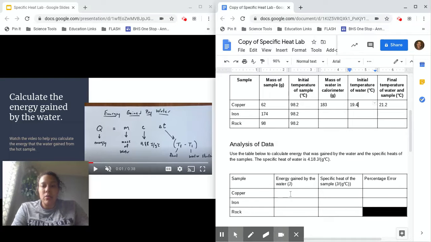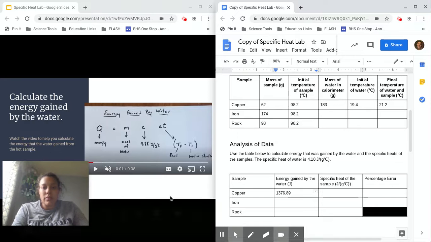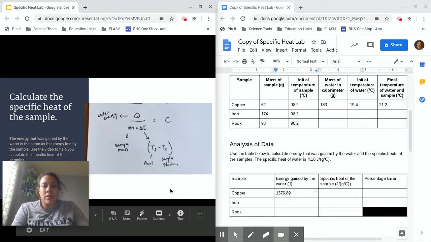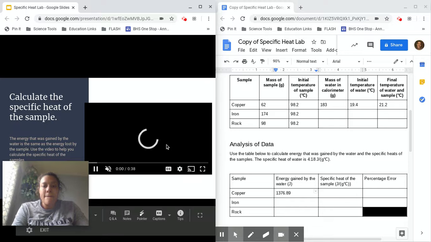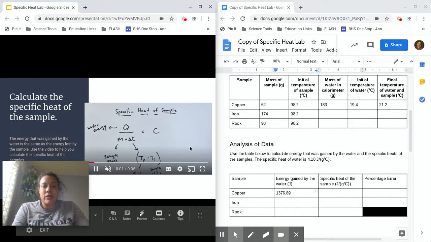should end up with an energy value that is somewhere around 1,376.89 joules. And that's saying how much energy the water gained from that copper object. Okay, next up is figuring out specific heat for my sample.